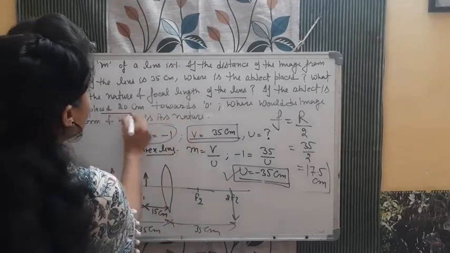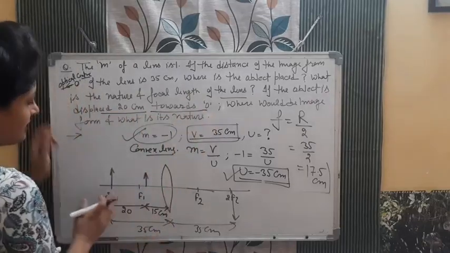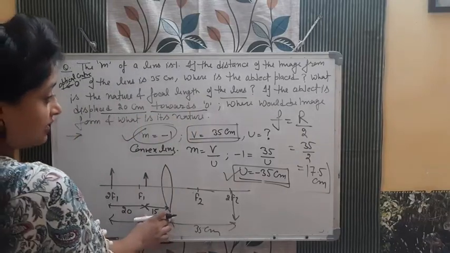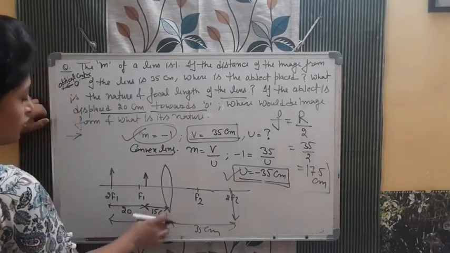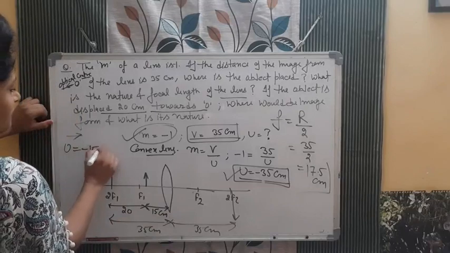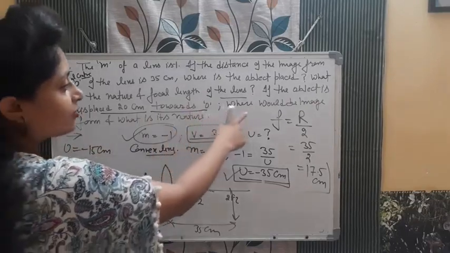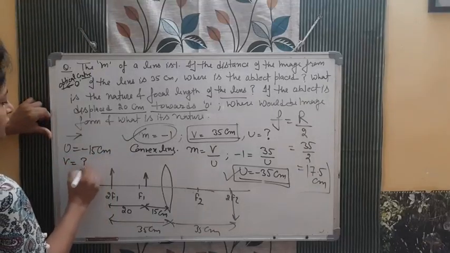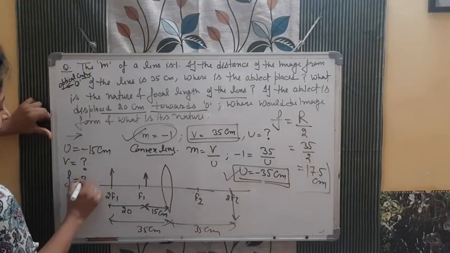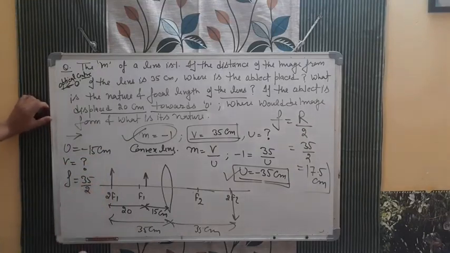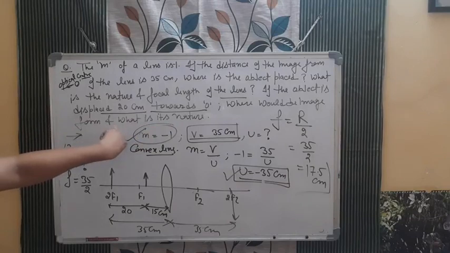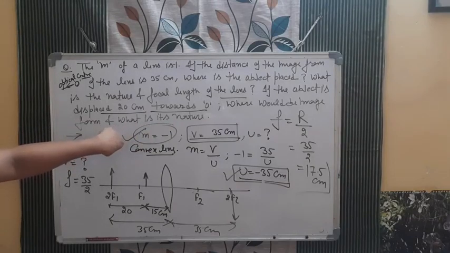Yes, displaced 20 centimeter towards the optical center. So this distance will be 15 centimeter. Now u is what? Where is the object? The object is at 15, so u is minus 15 centimeter. And what is the question? Where will the image form, at what distance? And the focal length we already know is 35/2, we already calculated. And what is its nature, we have to tell what the nature will be. What will the nature be? Will it be real and inverted, or will it be virtual and erect?